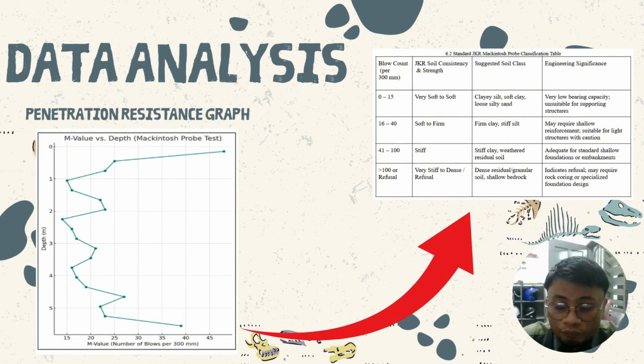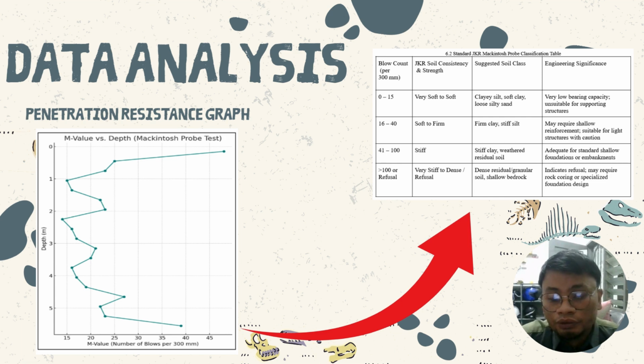After we got the data from the test, we need to compute a graph. Plotting the blow count against the depth is a critical step in geotechnical analysis. The reason is it allows us to visualize how soil resistance changes with depth. Sometimes it is difficult to interpret just by looking at raw numbers.